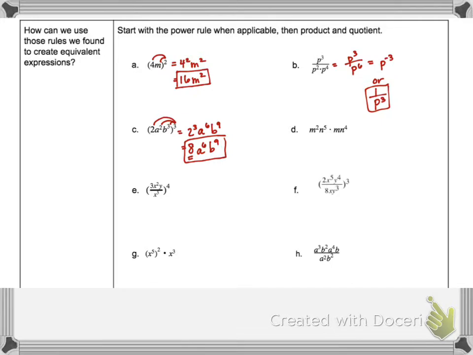On the next one, straight up just product rule, putting those m's and n's together. Noticing that the m in the second part of that expression has no exponent, so there's an invisible 1. And so you have 3 m's and 9 n's.